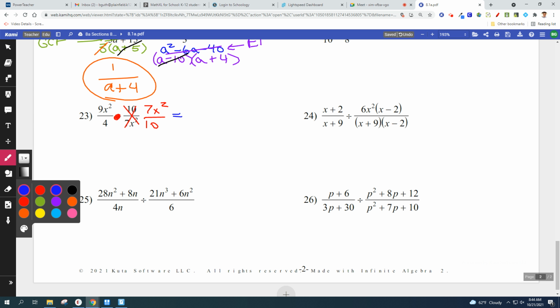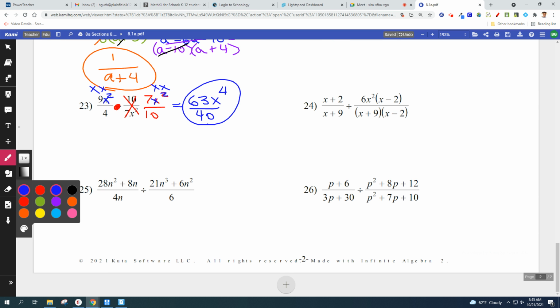Look at the top. 9 times 7 is 63. X squared times x squared. Those do not cancel because one of them's on the top and the other one's on the top. They're gonna combine. And so x squared is x to the 4th. There are actually 1, 2, 3, 4 x's on the top now. On the bottom, 4 times 10 is 40. That was a weird one because nothing canceled out, but that's fine.